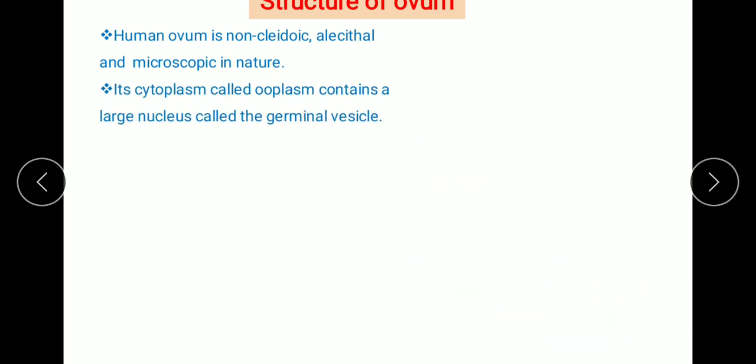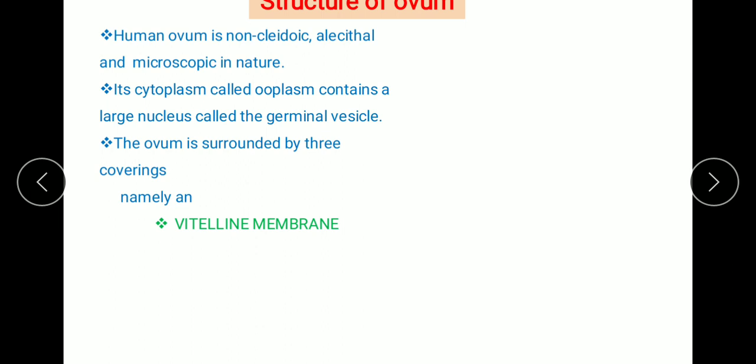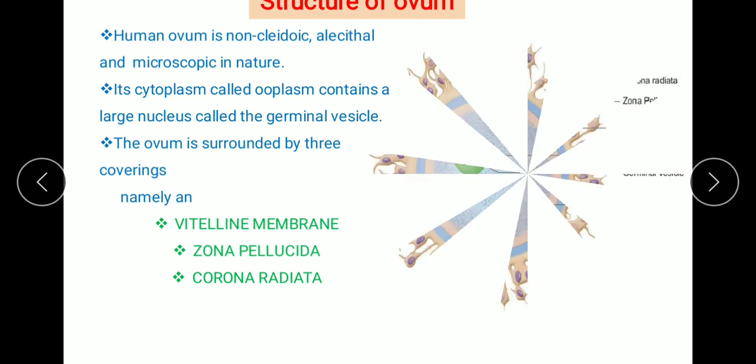Its cytoplasm is called ooplasm. It contains a large nucleus called the germinal vesicle. The ovum is surrounded by three coverings, namely the vitelline membrane, then the zona pellucida and the corona radiata. These are the outer covering membranes or layers of the egg or female gamete.